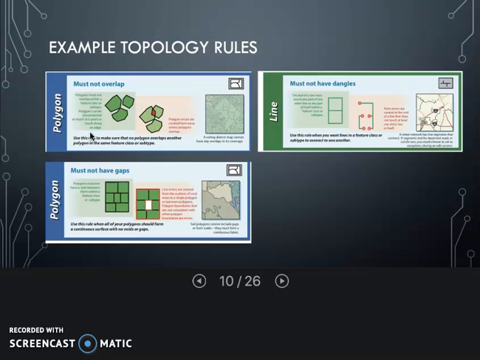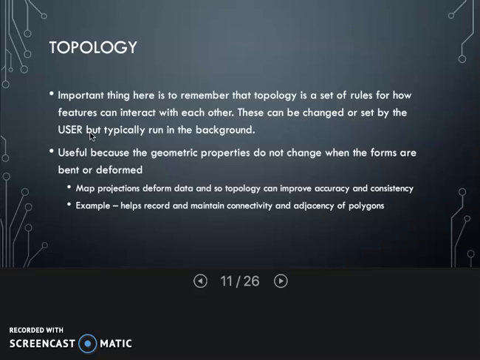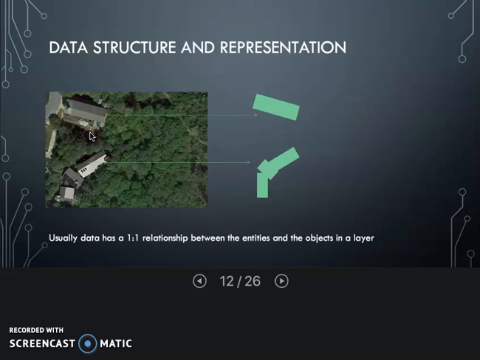And there are other types of topology rules too. Like I said, you really don't need to know too much about this, but it's important to know that it exists. And as you move into more complex GIS, you can use this to your advantage. Data has a one-to-one relationship between the entities and the objects in a layer. So typically one row within the attribute table relates to one feature in space, but that's not always the case.